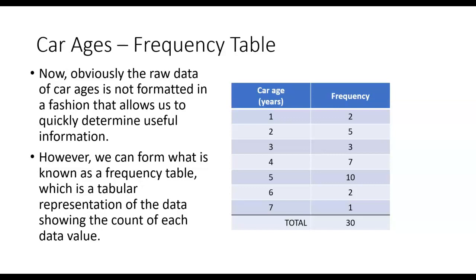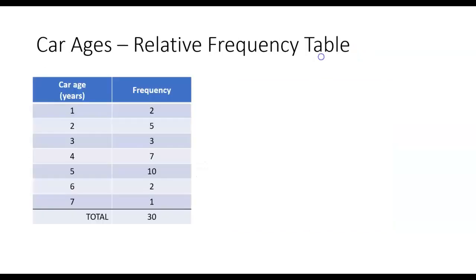So for example, I look at the fourth row of the table and I see that for cars that are age 4 years old, there are 7 of those particular cars, and so on. There are a total of 30 cars in the entire data set, as shown by the total at the bottom where I added up the frequencies that I found in my table.